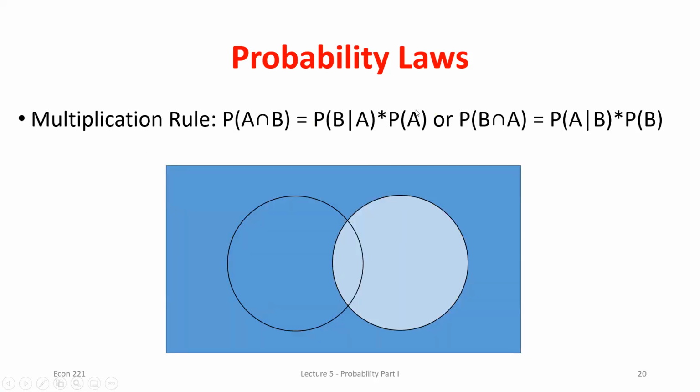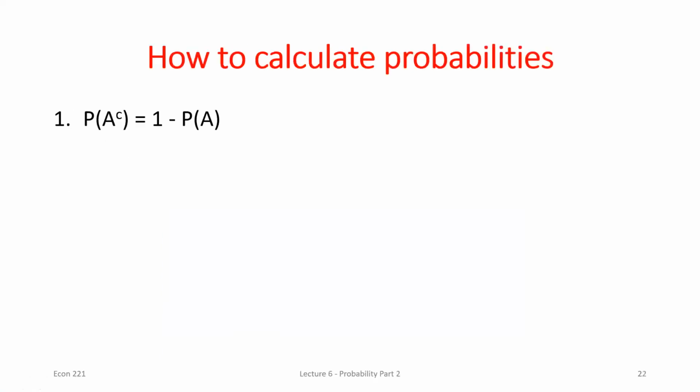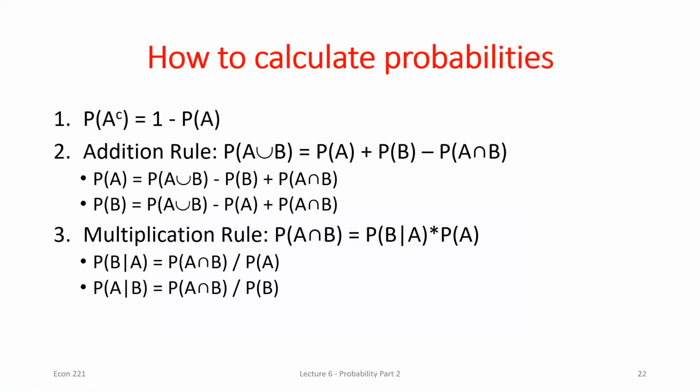Any questions before we keep moving here? All right, so here's a summary of our probability rules. I glossed over this, we talked about it on Friday, but that's the complement rule, the addition rule, and then our multiplication rule, right?